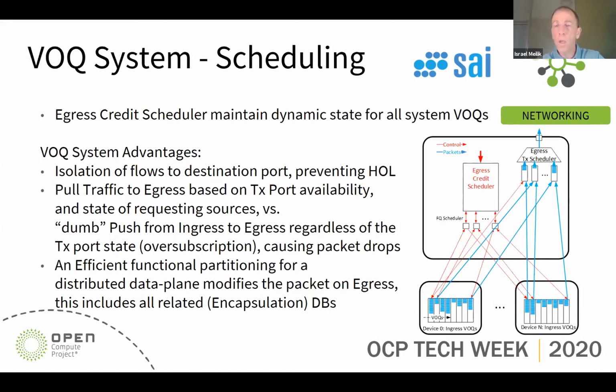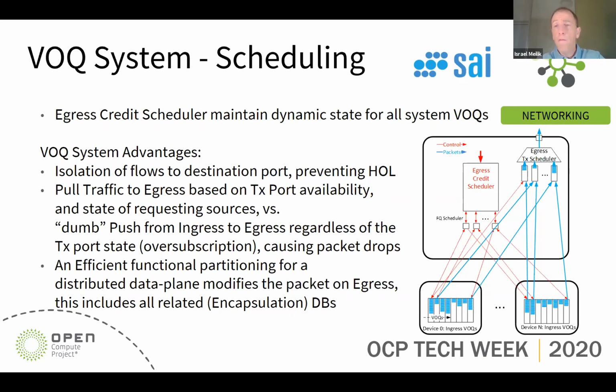What you see on this drawing is a single output, and on the top and on the bottom, you see all the input devices, all the VOQs that point to that destination device. And you see two types of connections between the devices. The blue lines represent the real traffic, packets being sent from the ingress to the egress. And the red lines represent control messages being passed from the egress to the ingress and from the ingress to the egress, in both ways.